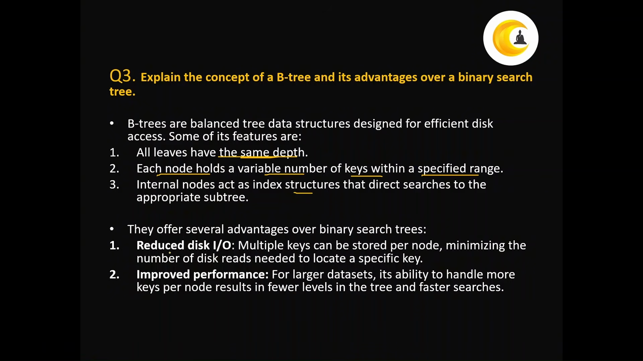It has reduced disk input output. Multiple keys can be stored per node, minimizing the number of disk reads needed to locate a specific key, and definitely once this is done, it is going to improve your performance. For larger data sets, its ability to handle more keys per node results in fewer levels in the tree. Okay, since there are fewer levels, there is faster access, faster searches and faster results. Right. So these are the two advantages that a B tree has over a binary search tree.